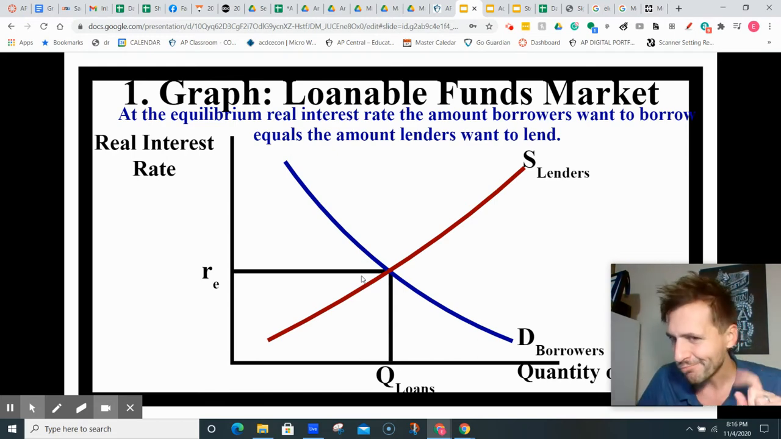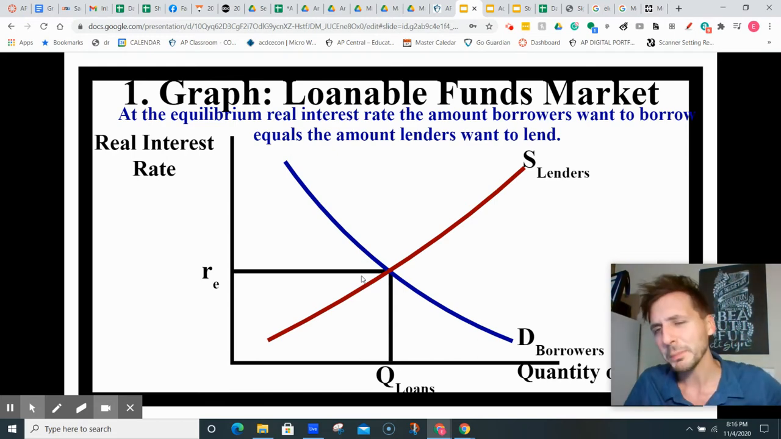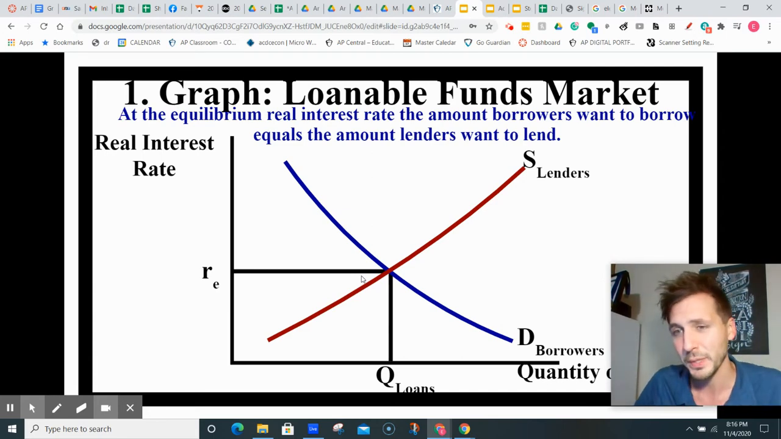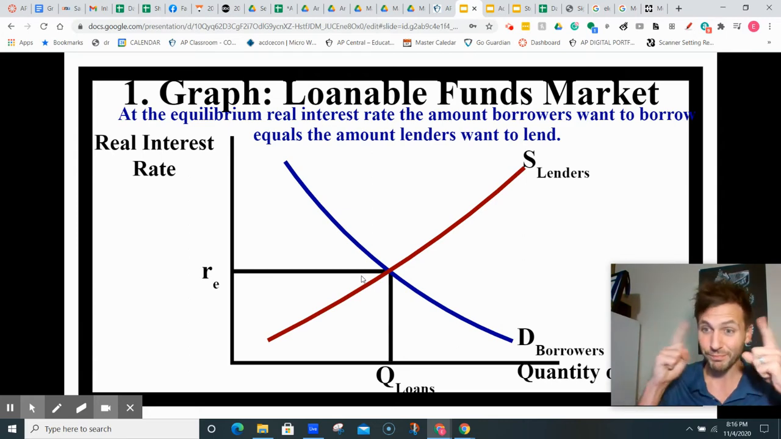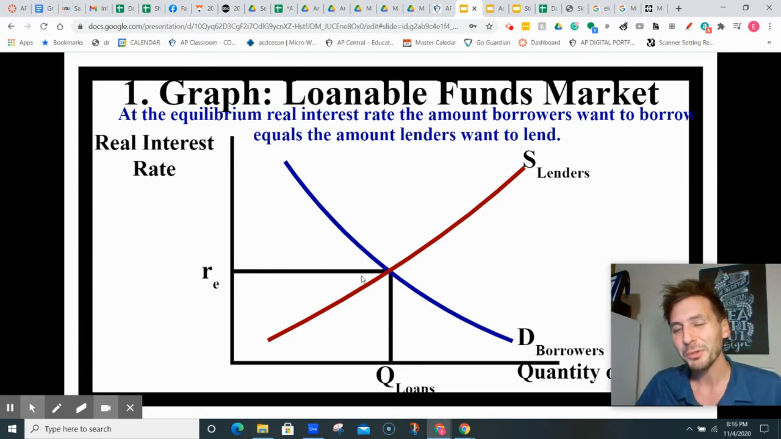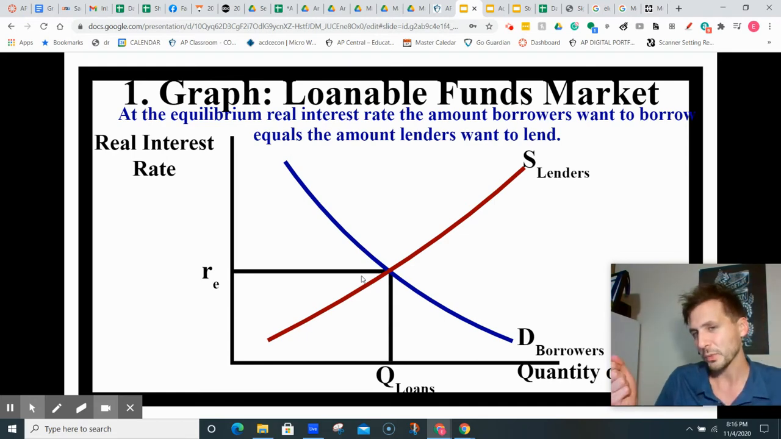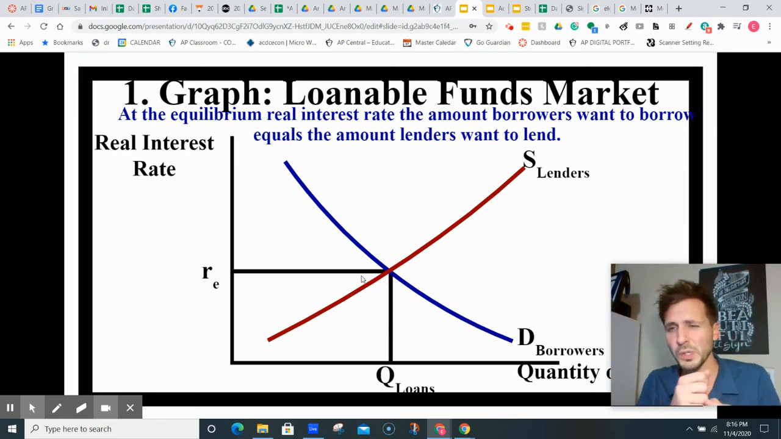Now you might be saying, hey, we just talked about the money market, and you said that in the money market, the nominal interest rate is set. And in here, you're talking about the real interest rate. You're smart, right? Nominal interest rate is set in the money market by the Federal Reserve, and the real interest rate is set in the loanable funds market. And those two play together a little bit. There's some interplay.